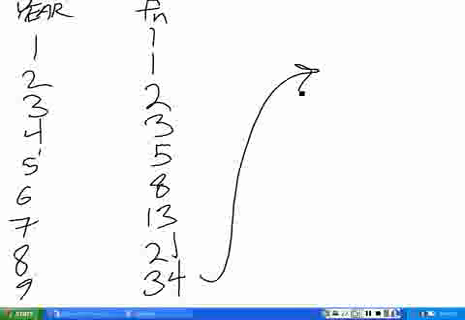This hopefully is an introduction to the Fibonacci numbers, Fn, which represent the number of pairs of bunnies that are alive in any given year.